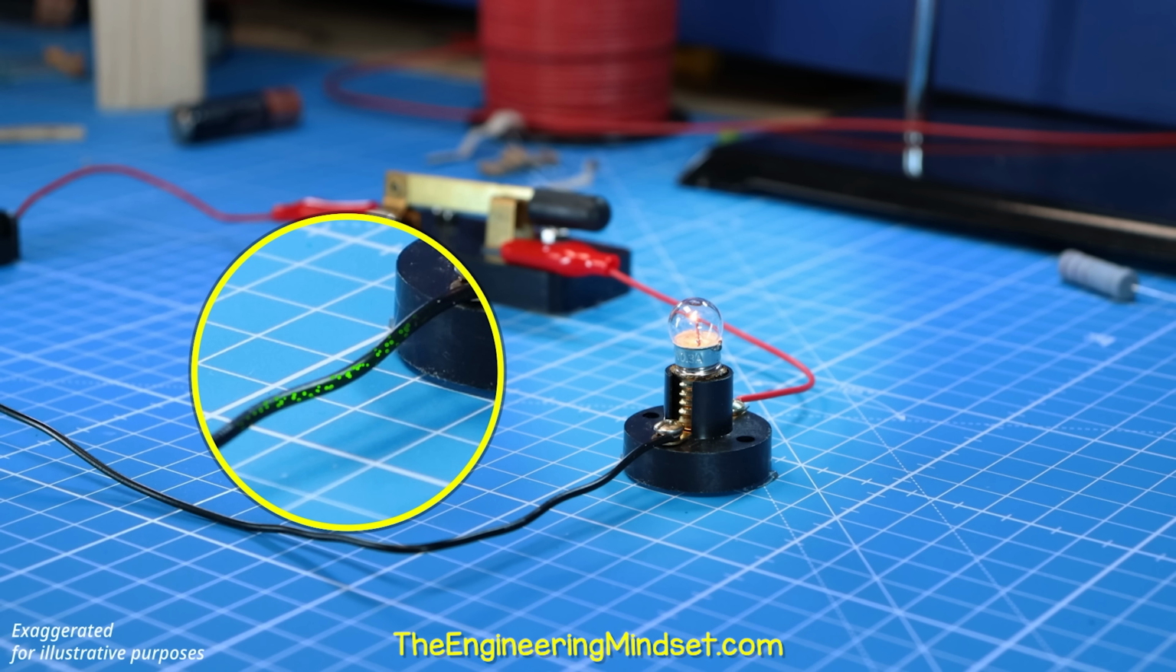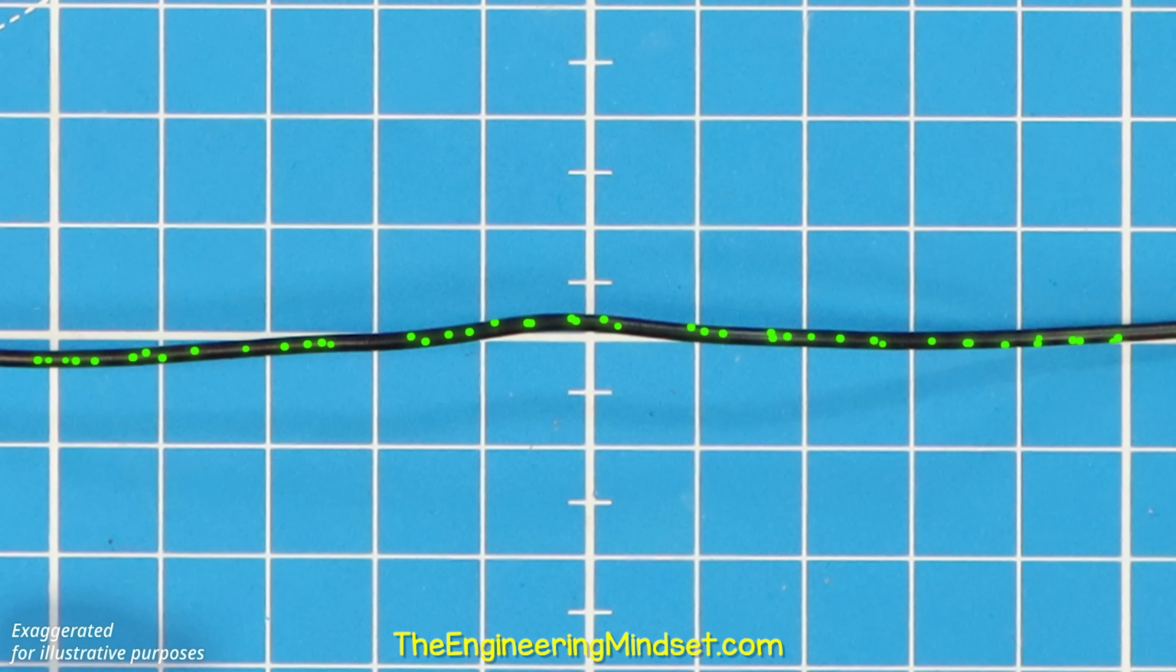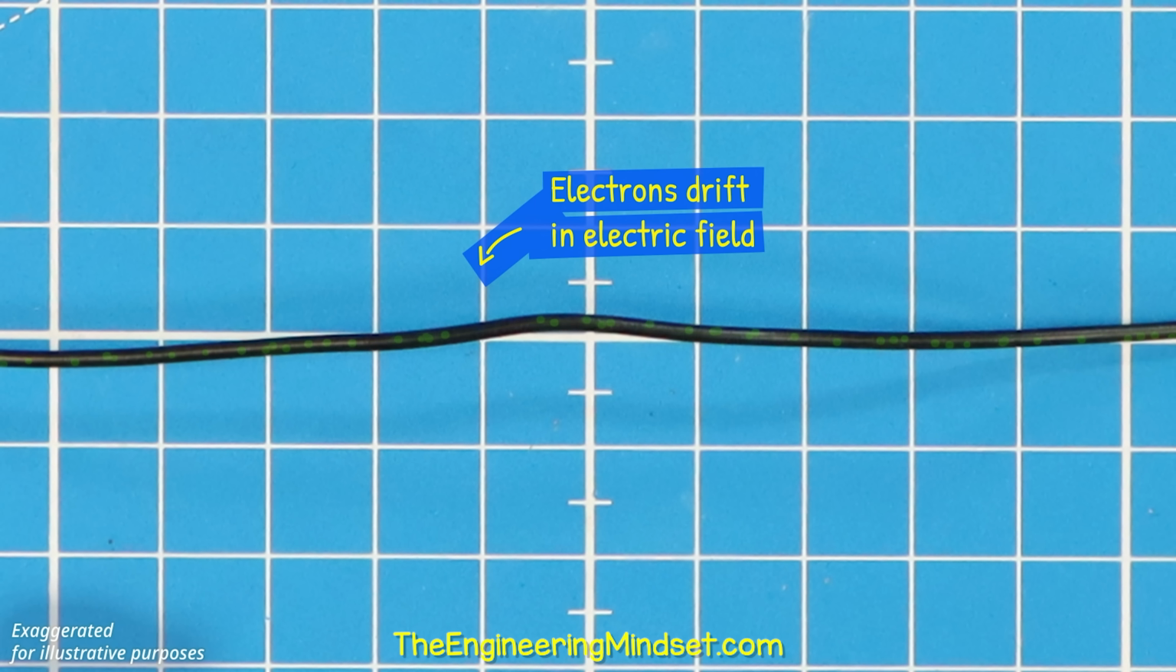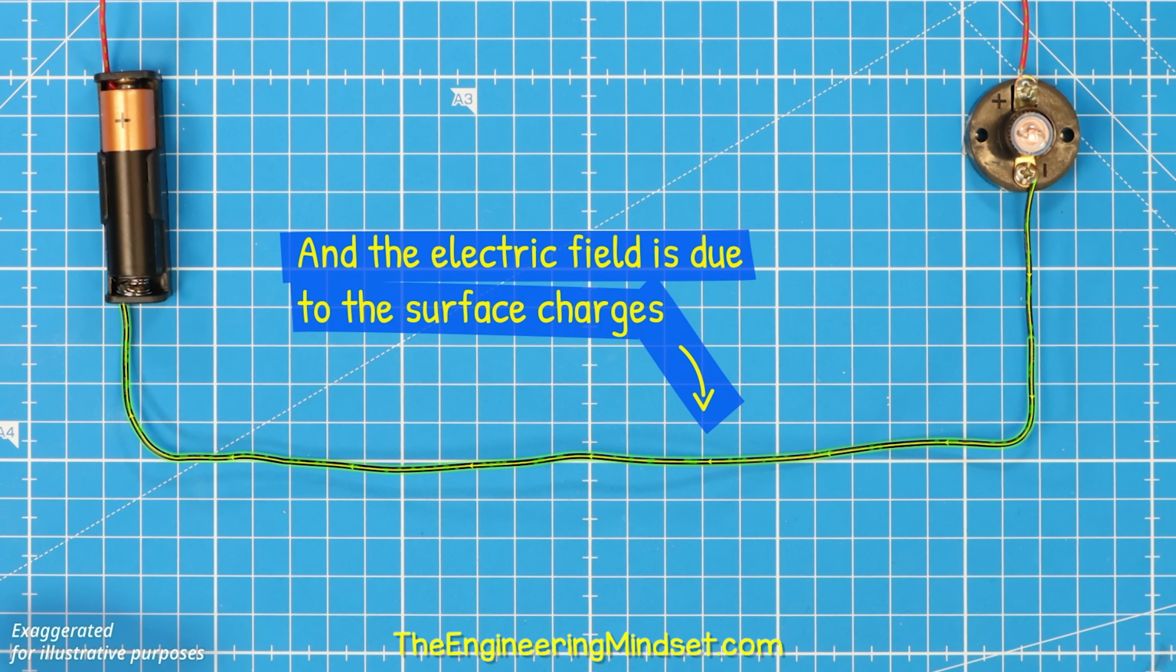The electrons move such a small distance that they can't carry the energy from the battery. It's the electric field in the wire that accelerates them to deliver the energy where needed, and this electric field is due to the surface charges along the wire.